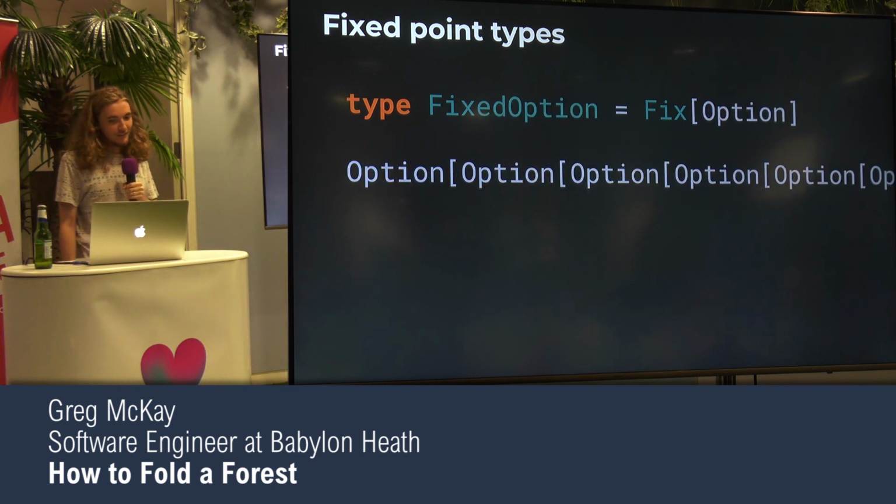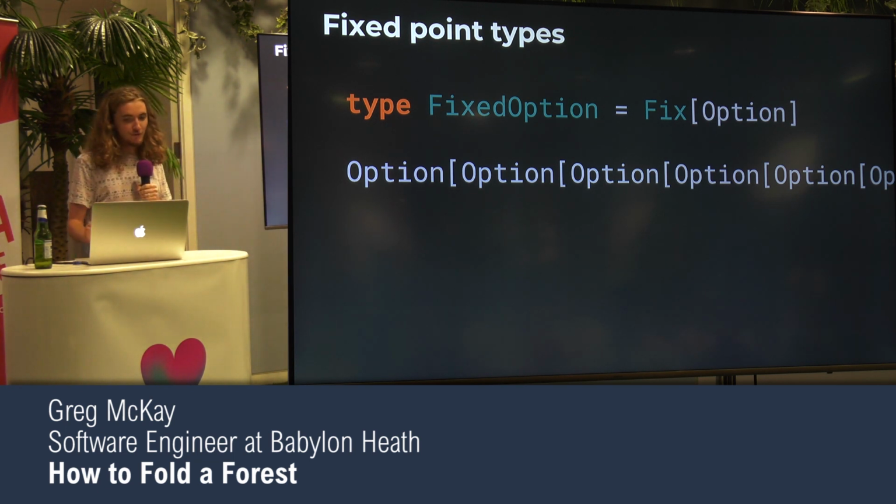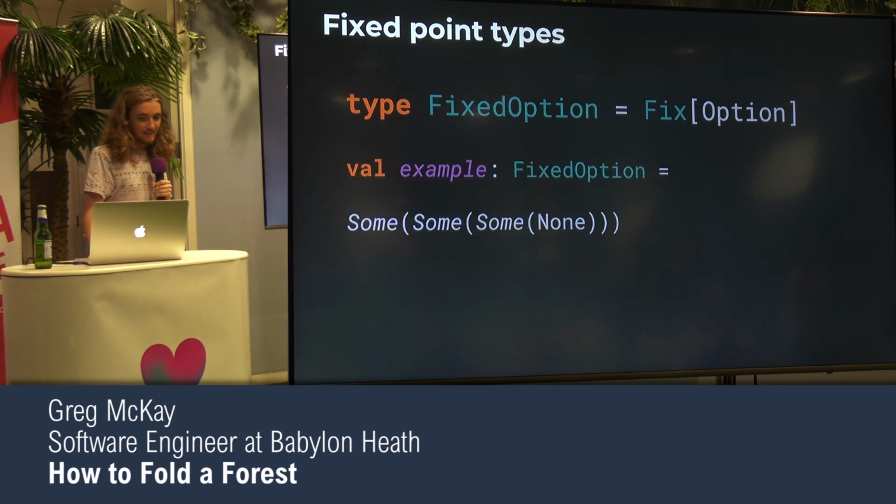Okay, so now we have our option example that we had before. So fixed option is just fix of option. This is option of option of option. And these kind of look like this, right? So you have sum of sum of sum of none. Okay, so that's kind of a familiar structure on some level, right?